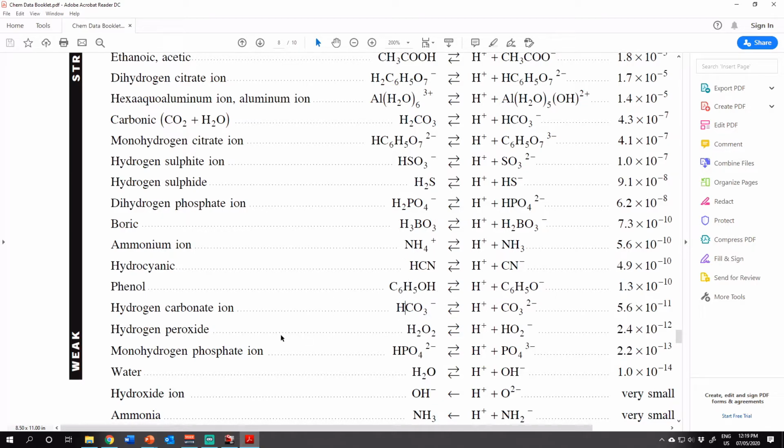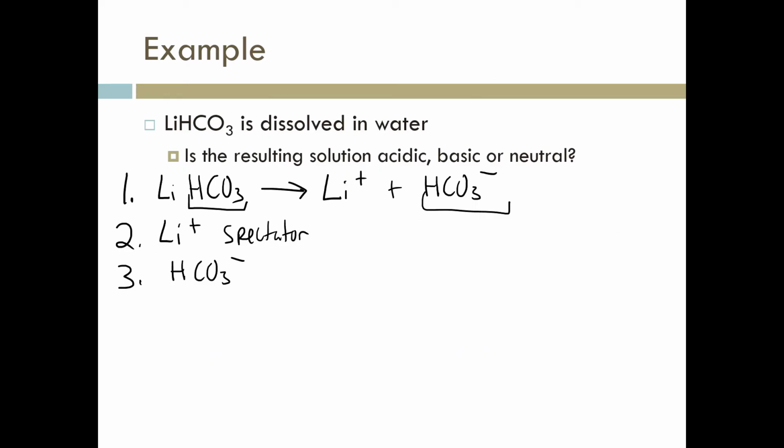Now you have to ask yourself, which one is more likely to occur? Is it more likely to act as an acid, or is it more likely to act as a base? For this, we're going to do a little bit of math. We're going to compare the Ka of HCO3 minus as an acid to the Kb of HCO3 minus as a base. So HCO3 minus is amphiprotic.